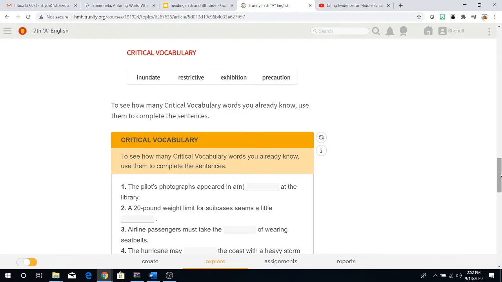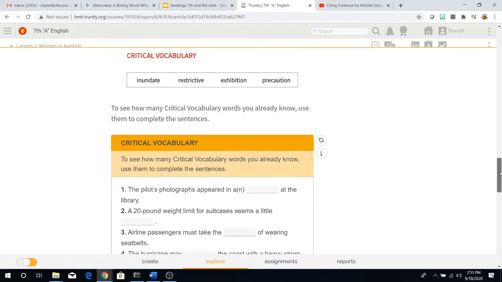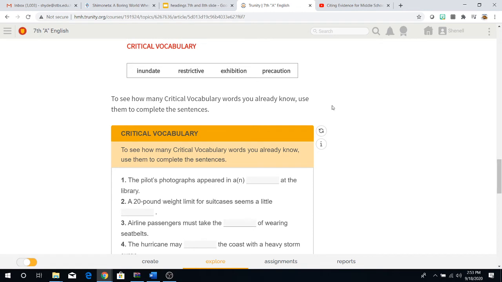What you guys are going to do is you're actually going to log into the website for our textbook. It's hmh.trinity.org. And then, of course, you have to use your email address from school and the password, which you should already know. Now, once you're in, make sure you go to the story of Women in Aviation, and you come to the bottom part where you look for the critical vocabulary. So our critical vocabulary for today is inundate, restrictive, exhibition, and precaution.